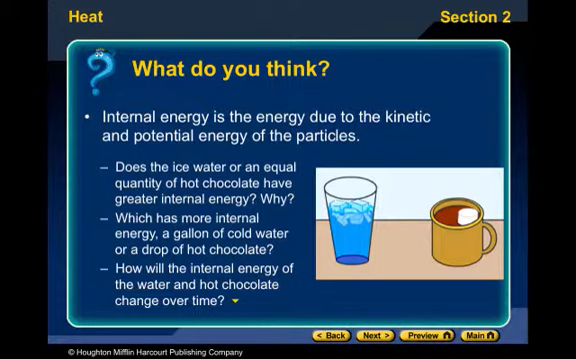How would you determine that? What's it based on? Particles. Potential energy and kinetic energy, and how many particles there are. Right? Look at the gallon versus a drop. The hot chocolate has more energy per particle, but there's a lot more water.